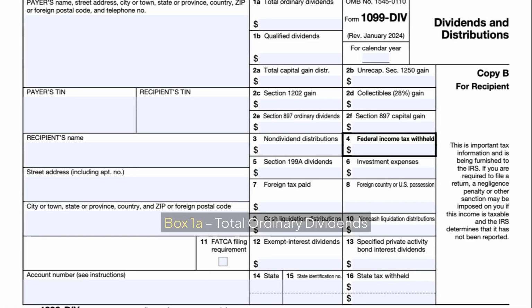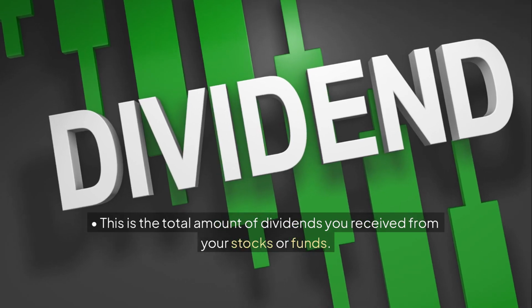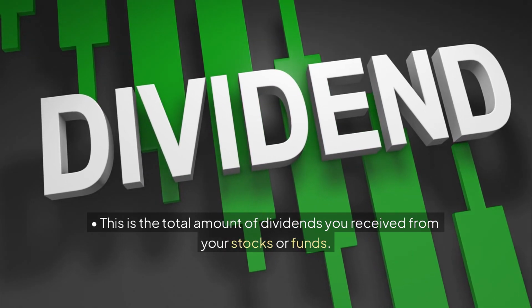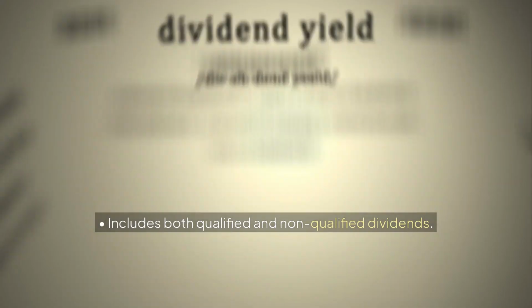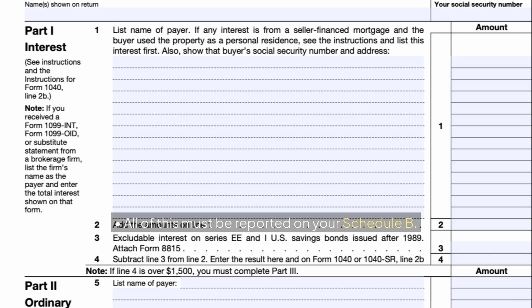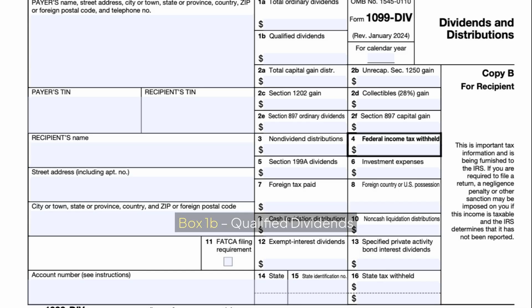Box 1A, total ordinary dividends. This is the total amount of dividends you received from your stocks or funds. It includes both qualified and non-qualified dividends. All of this must be reported on your Schedule B.